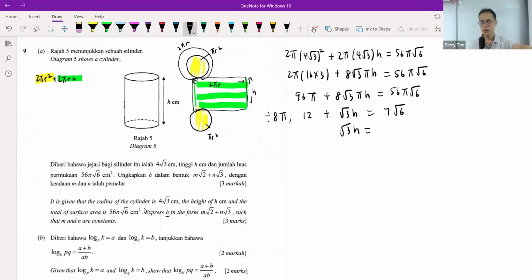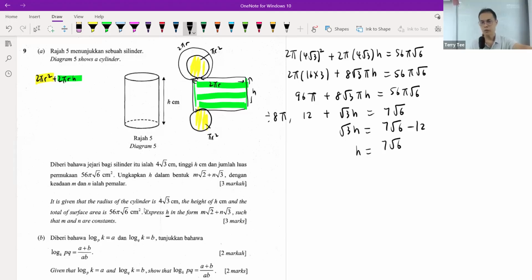So I bring the 12 over. This will be negative 12 plus 7 root 6. Yeah, you can put the root in front or at the back, it doesn't matter. All right, so next we are going to divide by root 3. Maybe I put 12 at the back, it's the same actually: 7 root 6 minus 12. I now divide by root 3.